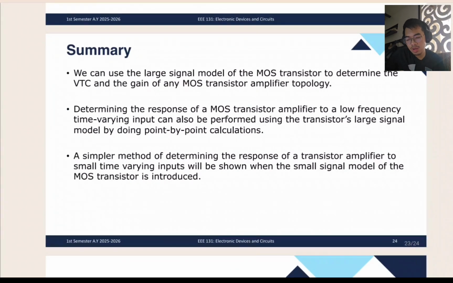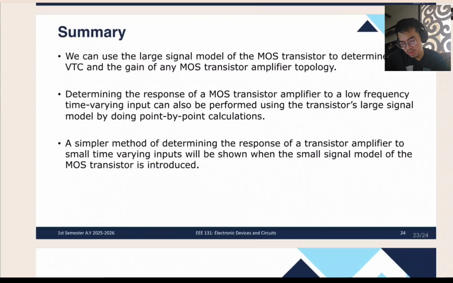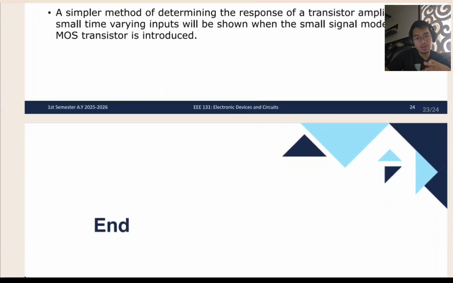So for the summary, we can use the large signal model of the MOS transistor to determine the VDC, and then to get the gain, we just take the derivative of that. And then a simpler method of determining the response of the transistor amplifier to small time varying inputs will be shown when the small signal model of the MOSFET is introduced, and that is going to be the next module. So the next 2 modules, we will focus on actually characterizing these amplifiers when confined to small varying inputs.